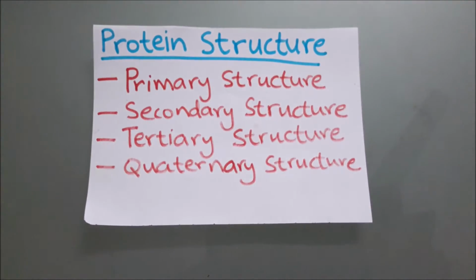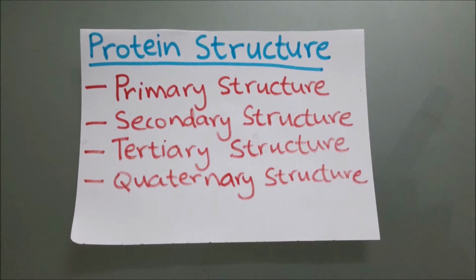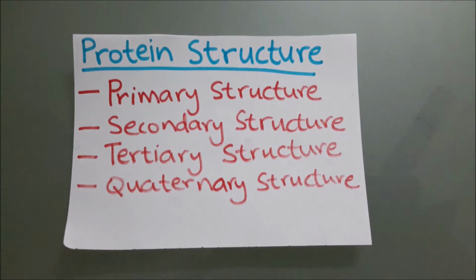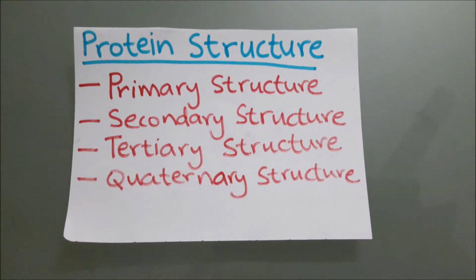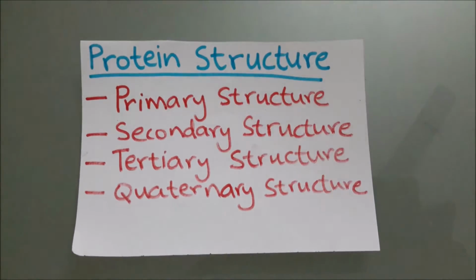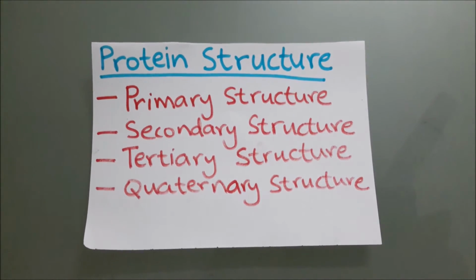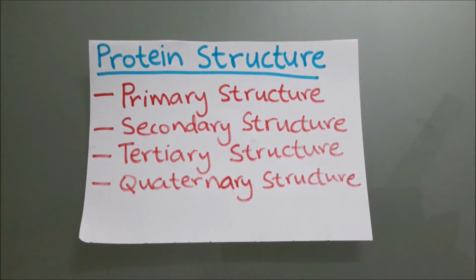The last level of protein structure that I'm going to talk about is the quaternary structure. The quaternary structure is the 3D arrangement of two or more polypeptide chains. It could also be the 3D arrangement of a polypeptide chain with a non-protein component. For example, hemoglobin.